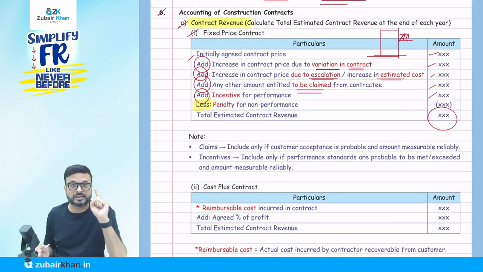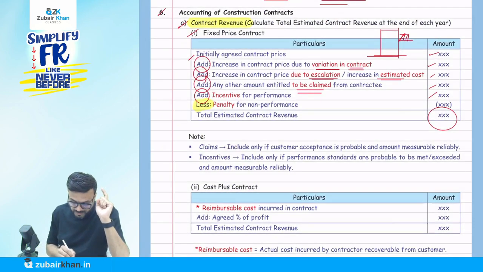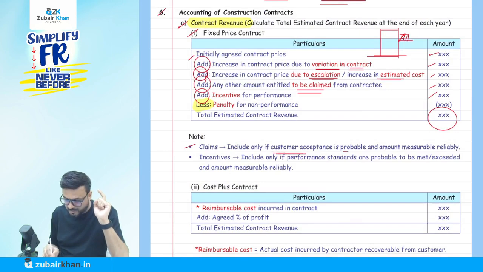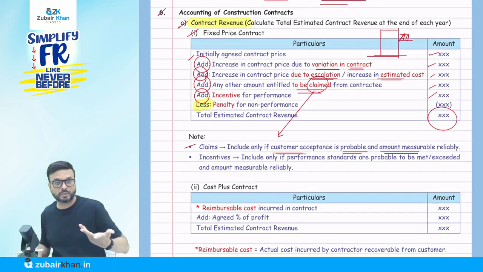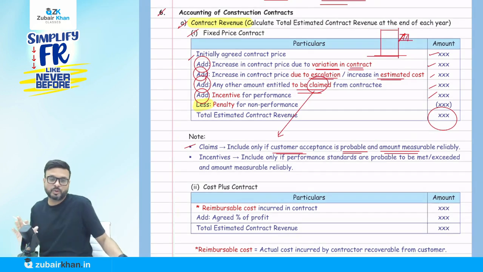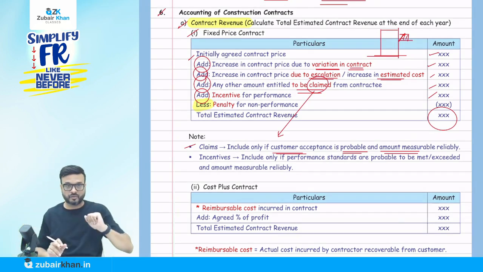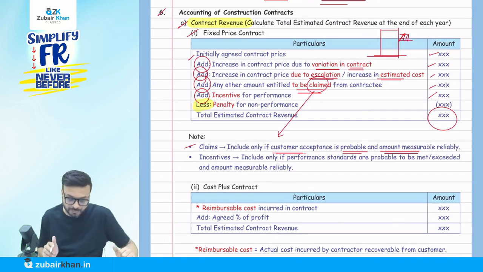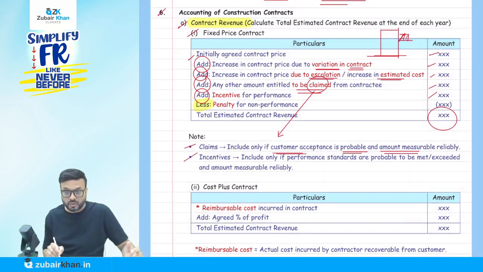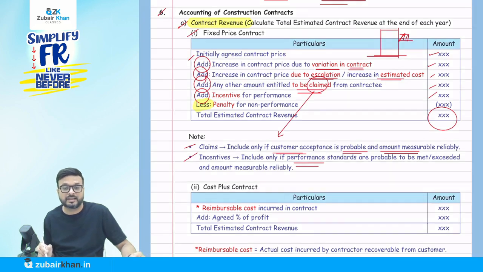Now understand, note, claim. What do you mean by claim? It is mentioned that it includes only if customer acceptance is probable. I say I am to claim a certain amount from you, but it should be recoverable. I cannot just say, okay, I have incurred this much amount, I will recover it from you. You have to agree on that. Okay.